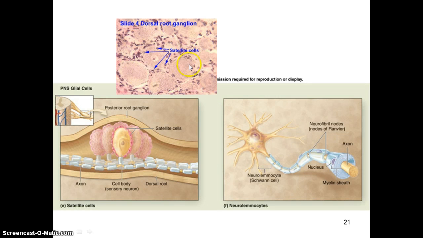This is a histological view of those satellite cells, so that we're not just looking at a diagram. So here again we're looking at a dorsal root ganglion. This whole large cell here would be the cell body of a neuron, and these little cells that the arrows are pointing at here are the satellite cells surrounding the cell body of a sensory neuron.